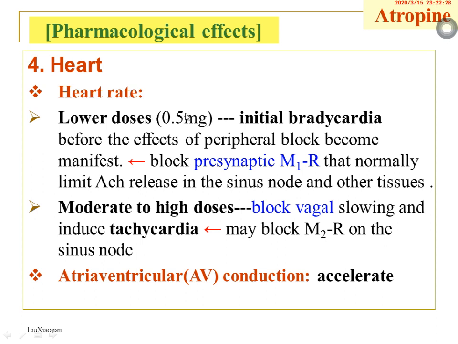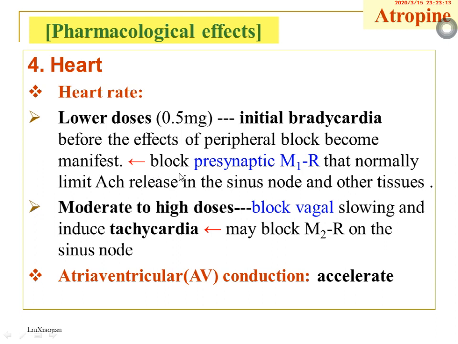Act on the heart. The heart is innervated by the parasympathetic nerve, the vagus nerve, together with the sympathetic nerve. Atropine can block M receptors in the heart, but the result is more complicated, depending on the dose. Now, first read these two sentences. When atropine is used in a lower dose, maybe 0.5 mg, it induces initial bradycardia before the effects of peripheral block become manifest.